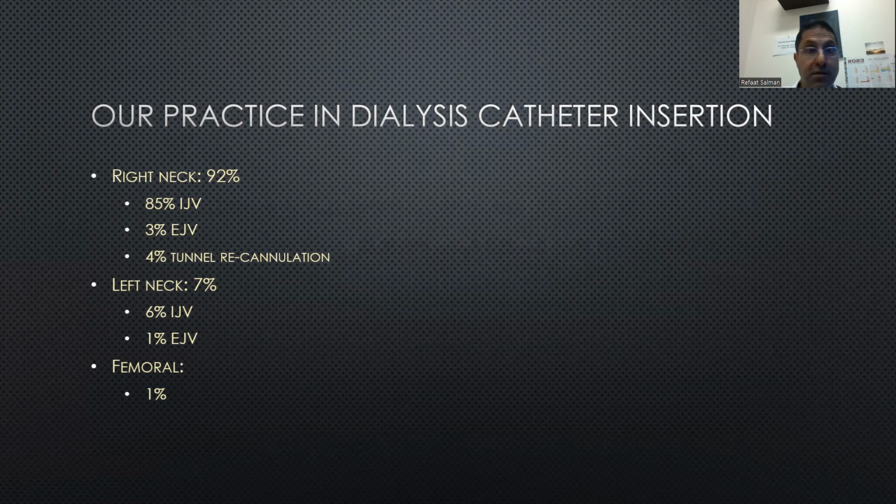In our practice, we usually use the right neck side for insertion of a dialysis catheter. In the majority of cases it is the internal jugular vein, followed by the external jugular vein, or even recannulation of a previous tunnel after removal. Left neck, around 7% of the cases, usually internal jugular vein, and rarely the external jugular vein, and very rare is the femoral axis.